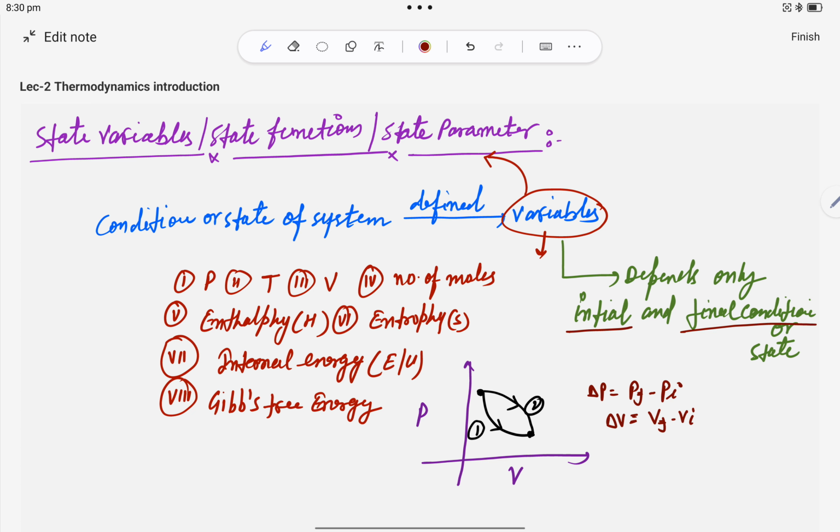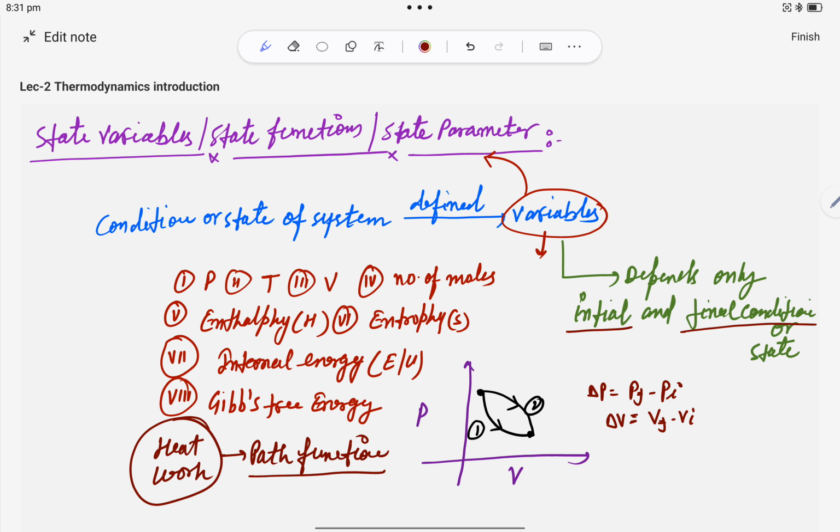Here if we are talking about heat and work, so these are not state functions, they are path functions. Why? Because path 1 is different, path 2 is different, then different work will be obtained. Once again I am saying, state variables depend upon the initial and final condition only, but heat and work are path functions, they depend upon the path followed by the system. So path 1 follows a different route and path 2 follows a different route. So heat and work depend upon the path followed by the system. Okay, clear? Yes. So this is the condition.